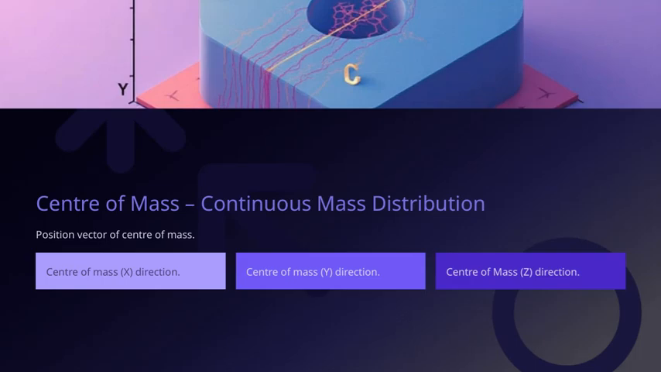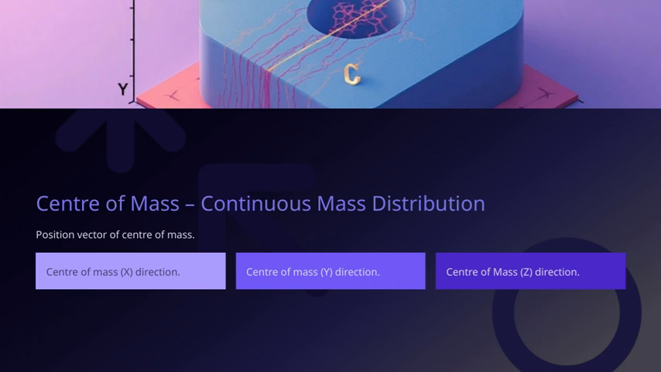Let's start by looking at the center of mass in the z direction. This is essentially the vertical component, which tells us how the mass is distributed along the height of the object. Moving on to the y direction, we're considering the lateral or side-to-side distribution of mass. And then, the x direction focuses on the front-to-back distribution.